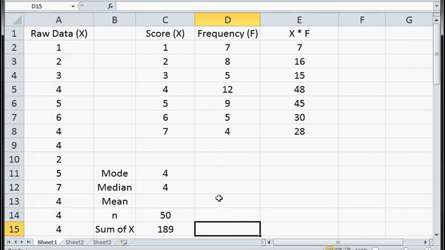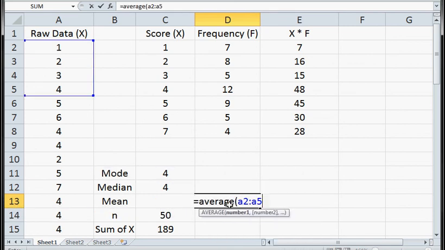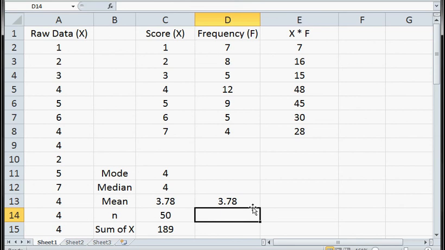Now, let us refer to our formula for mean, which is the sum of x divided by n. In other words, it is 189 divided by 50, which gives us a value of 3.78. Now, if we were uncertain about these values, we could double check by using Excel's formula. The mode and the median are simple, but let's double check our mean to ensure that we had the correct mean. Here I'm going to use Excel's average formula and use the original raw data set to calculate that out. We see that we have a value of 3.78, a perfect match.